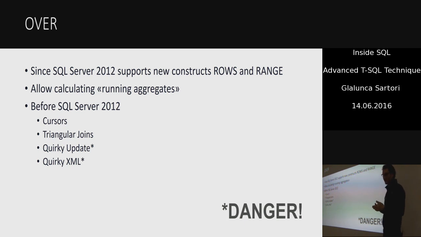So we will sum the first row with nothing, the second row with the first row, the third row with the second and first, the fourth with the third, second and first, and so on. And before having ROWS and RANGE in the OVER clause, so before SQL Server 2012, this was one of the most complex problems to solve in T-SQL.